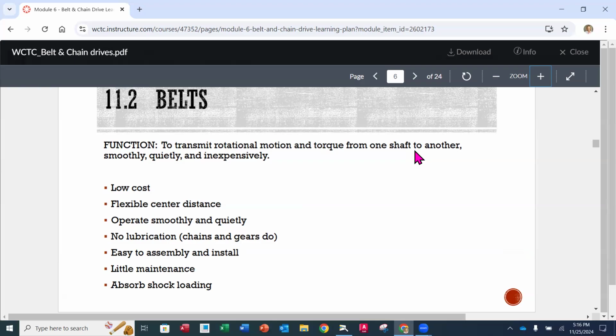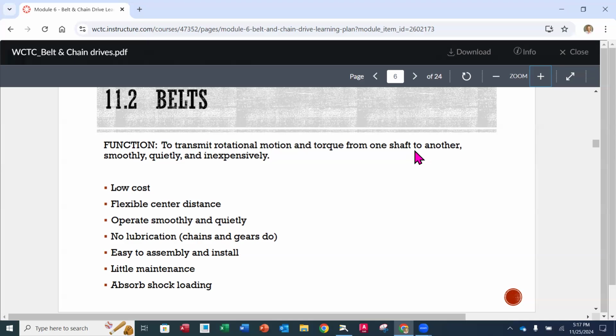They also have an advantage because they don't need lubrication. Belt drives aren't going to need any oil or any type of coolant to keep them cool like chains and gears will need. Chains and gears are metal on metal, so there's going to be some noise there as well as the need for lubrication so that you don't have undue wear prematurely.